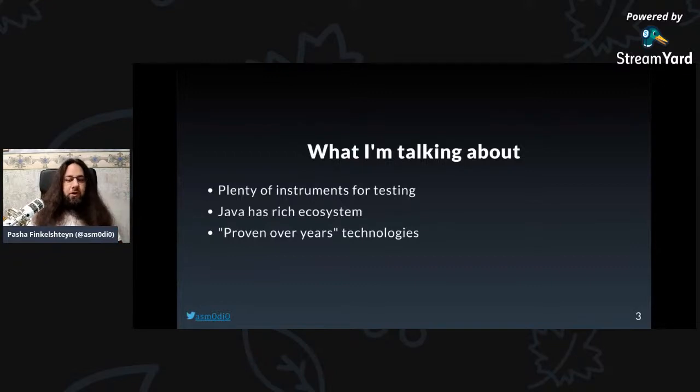And also, Java has technologies proven over the years. And that's a very cool thing for enterprise development, because you want to use tested technologies you are sure will work in your production. But sometimes it means legacy. For example, something like WildFly is sometimes considered to be legacy because not everyone wants to work with it.